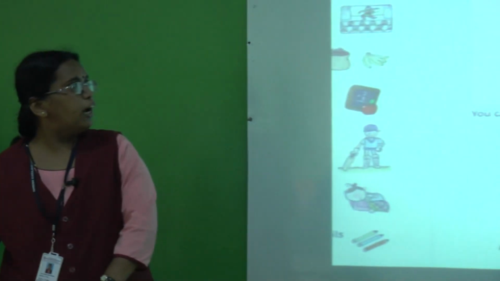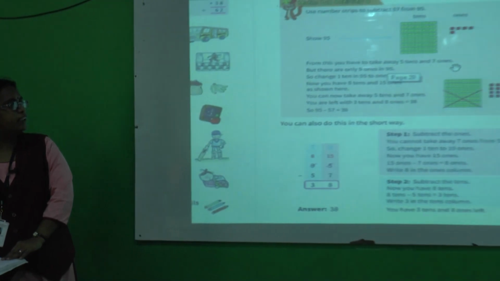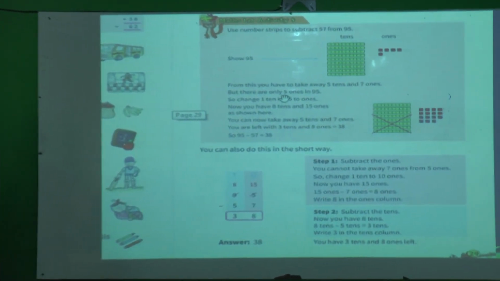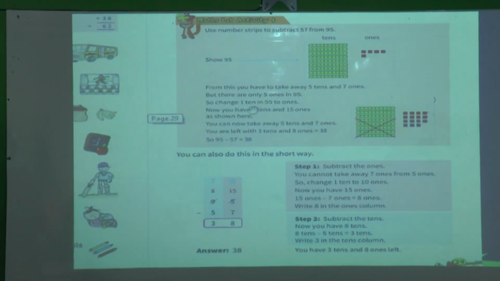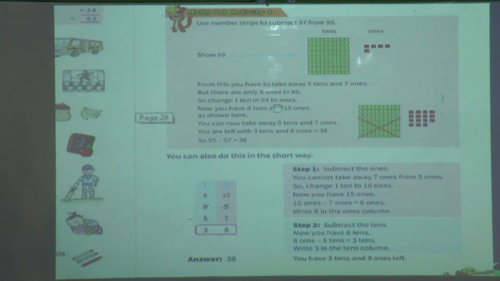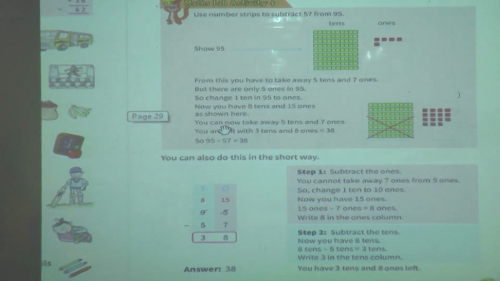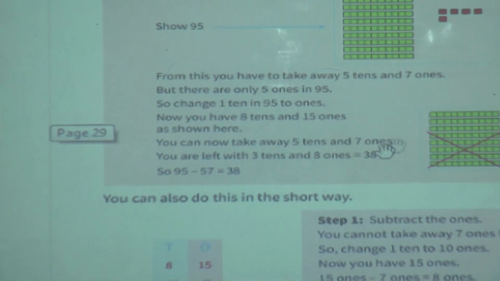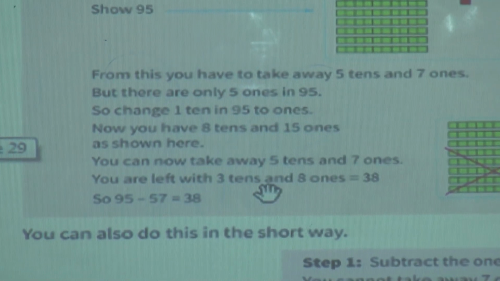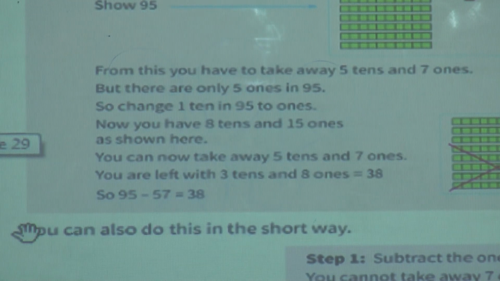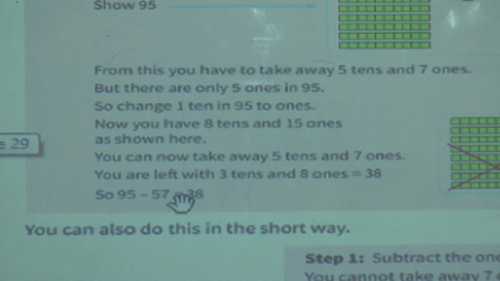Now see here, in this you can see, from this you have to take away 5 tens and 7 ones, but there are only 5 ones in 95. So change 1 ten in 95 to ones. Now you have 8 tens and 15 ones as shown here. You can now take away 5 tens and 7 ones. You are left with 3 tens and 8 ones, 38. So 95 minus 57 is equal to 38.